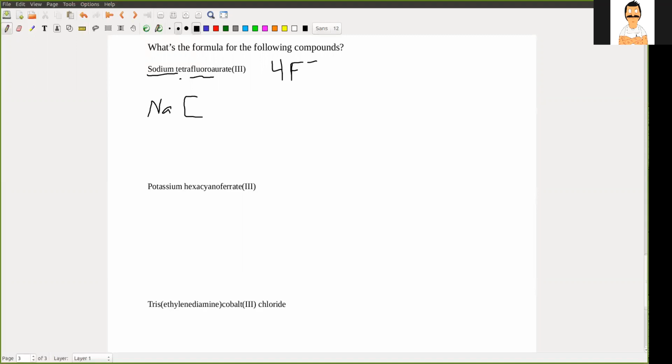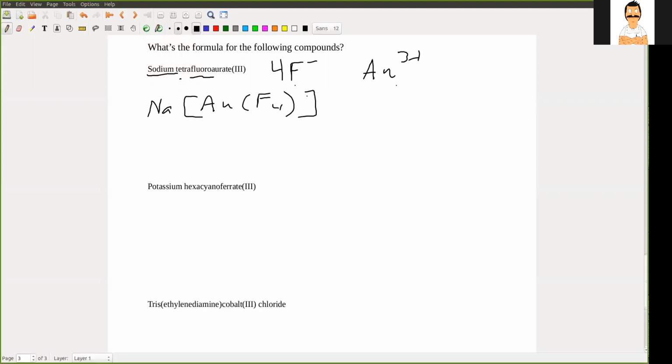And then aurate 3 is going to be gold 3. It might show up as sodium tetrafluoro gold 3 or tetrafluoroaurate 3. It's the same thing. So if gold is a +3 and there's 4 -1 charges, the overall charge on the coordination compound should be -1, which means that we only have 1 sodium to counteract it because sodium is a +1. So we can just write this out directly. Na[AuF4].